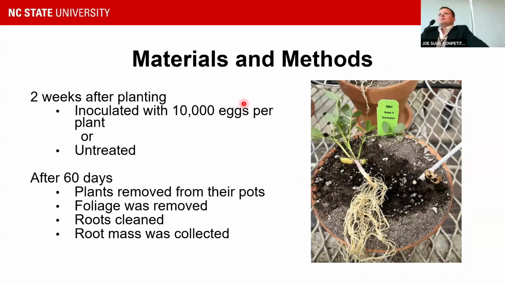So 2 weeks after planting, the plants had been established. We inoculated the plants at either 10,000 eggs per plant or left them untreated for each of the cultivars. After 60 days of the peanuts growing and the nematodes infecting the roots and reproducing, the trial was terminated. The plants were removed from their pots, the foliage was removed, and the roots were washed clean of the soil. Once the roots were clean, we collected a root weight.